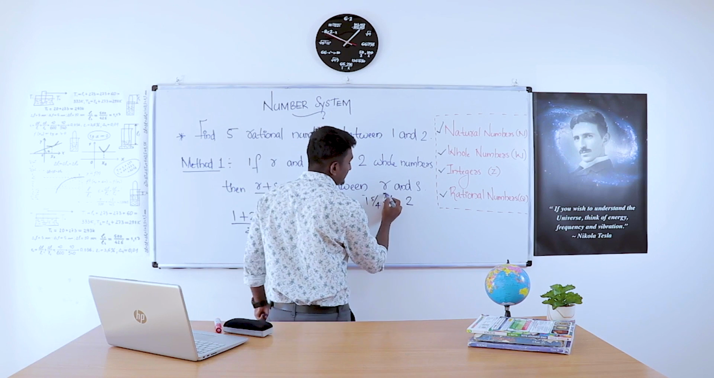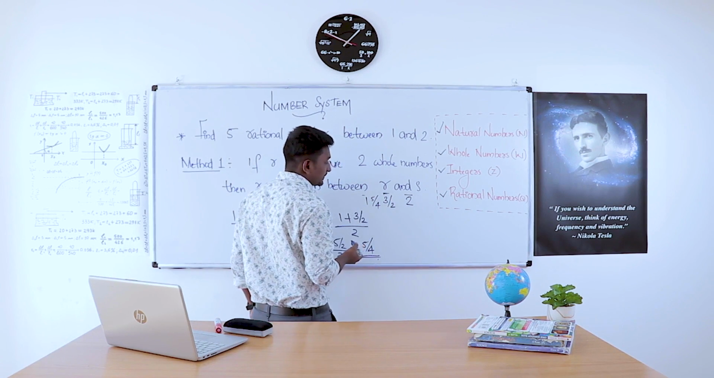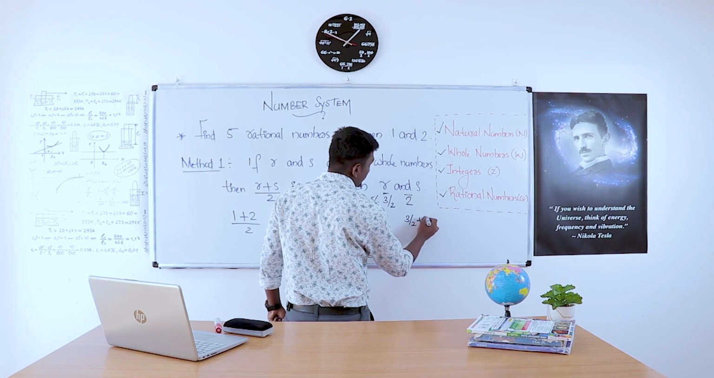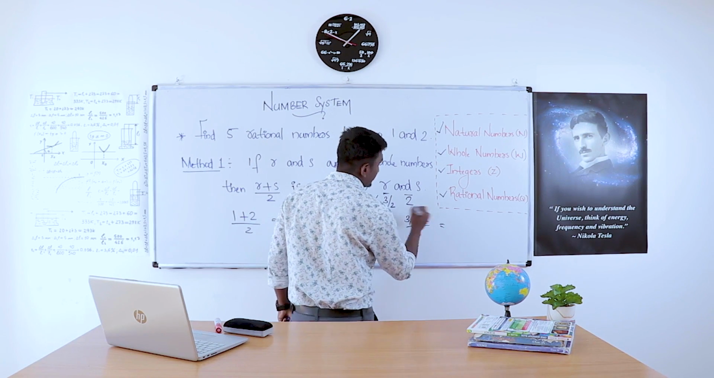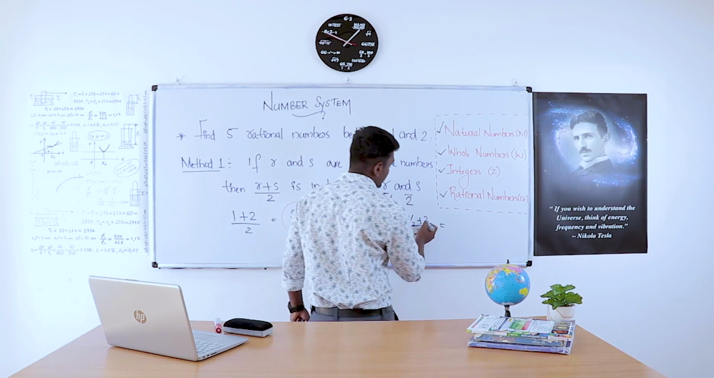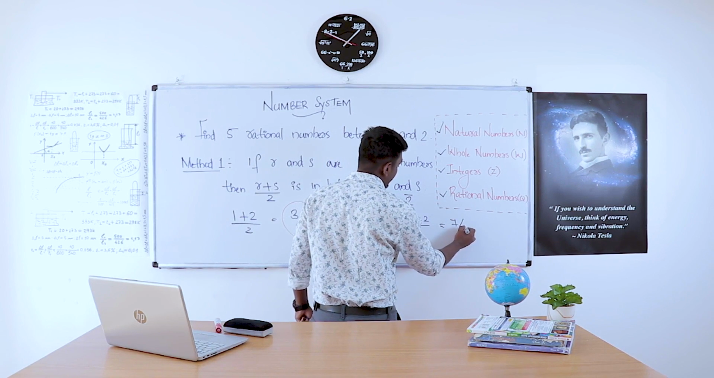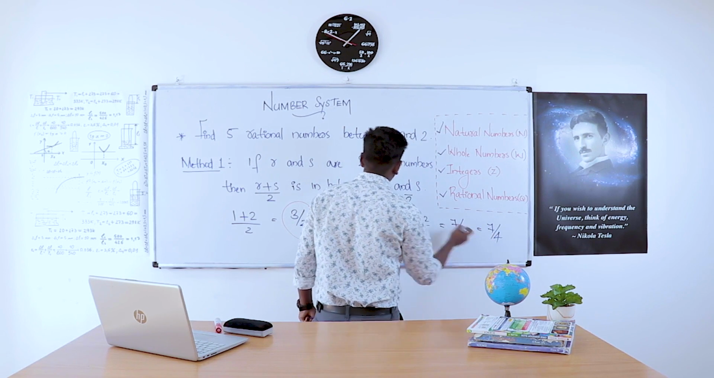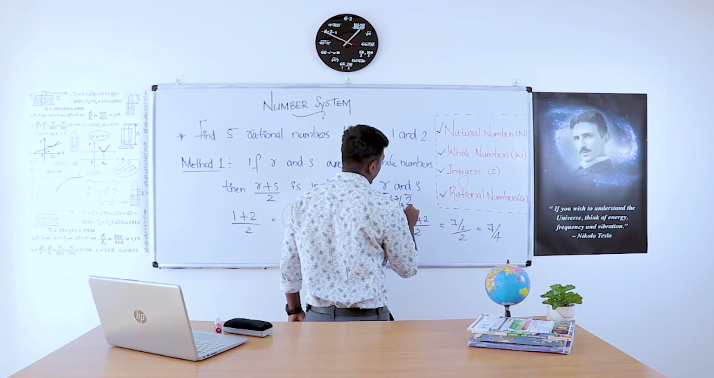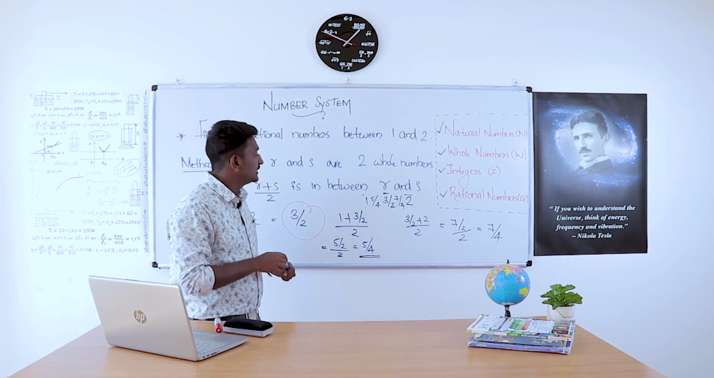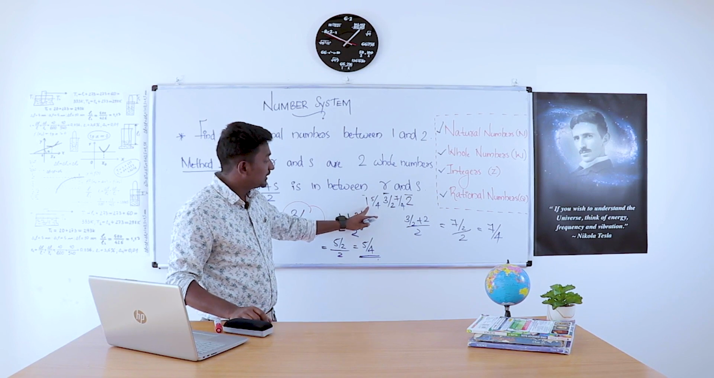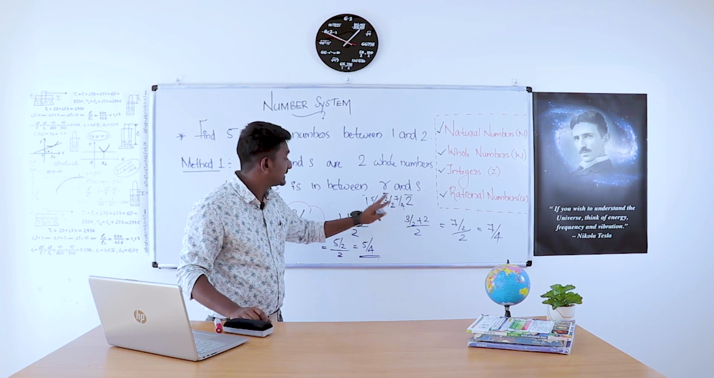Again, consider this 3/2 and 2. Then (3/2 + 2)/2 is in between 3/2 and 2. That is 2 into 2, 4. 4 plus 3, 7. 7/2 whole divided by 2 is equal to 7/4. 7/4 is in between 3/2 and 2. That is in between 1 and 2. Now look. In between 1 and 2, we get 3 rational numbers, 5/4, 3/2 and 7/4.